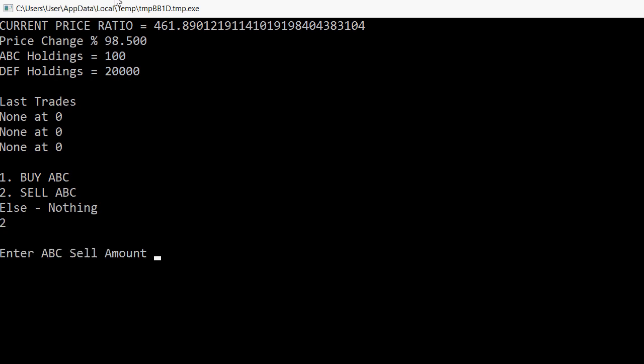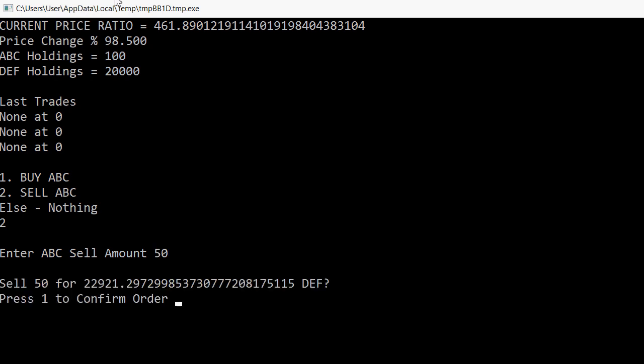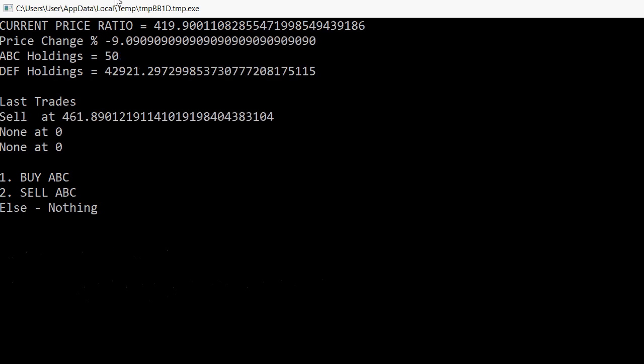Therefore, how many of the ABC do I want to sell? I mean, I can sell even half of them. So sell 50 for 22,921. There is rake involved in here. If you divide the ratio, you will notice that a little bit is always going to be paid. So let's push 1 to confirm this. Now we have 50 of those coins. The last traded at 461.